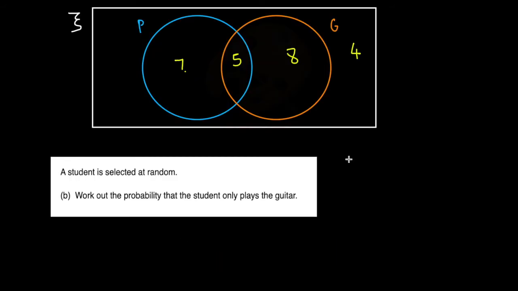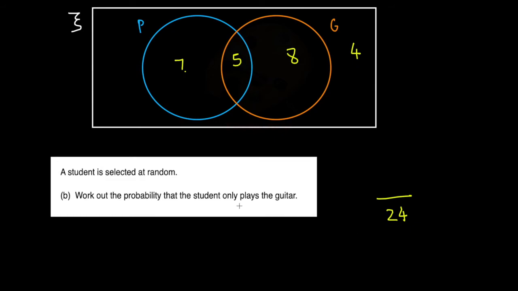So the second part of the question says a student is selected at random, and it asks us to work out the probability that the student only plays the guitar. So if you remember, first we need to find out the total number of people here. So that's 7 plus 5, which is 12, plus 8, which is 20, plus 4, which is 24. So the total is 24.